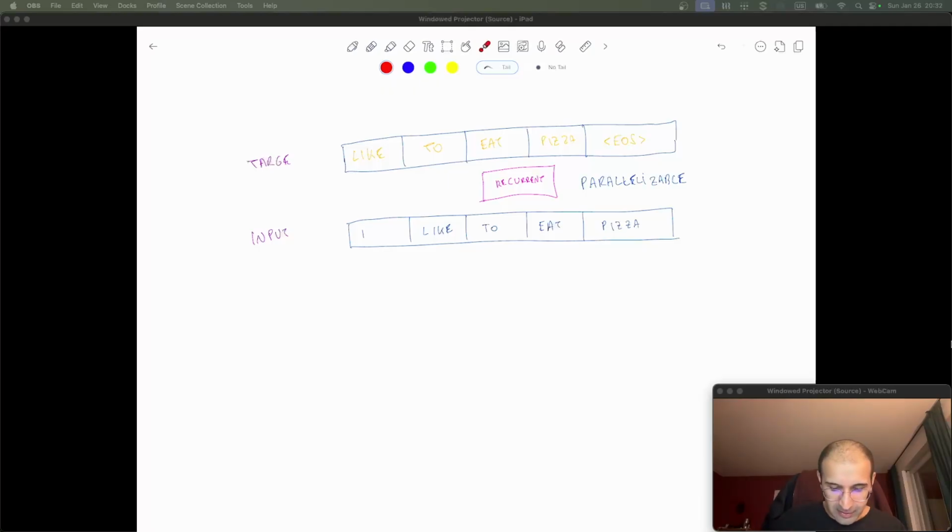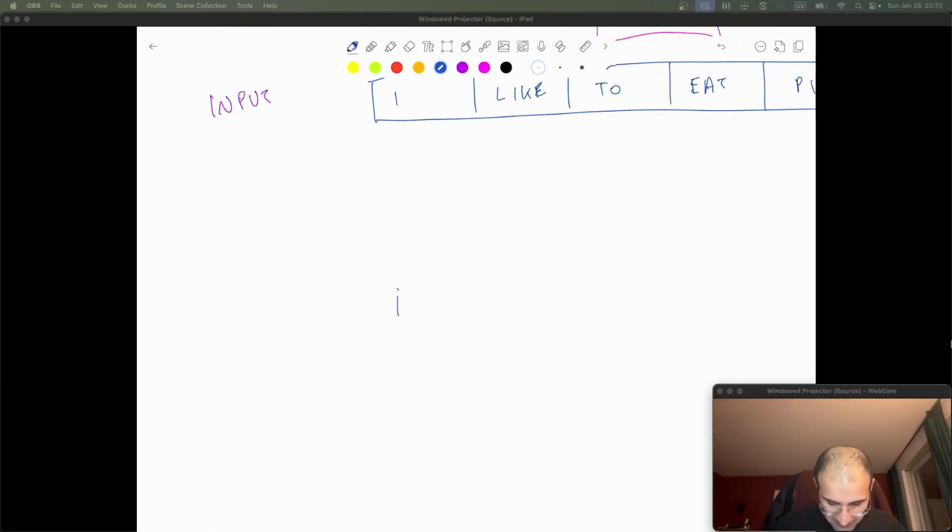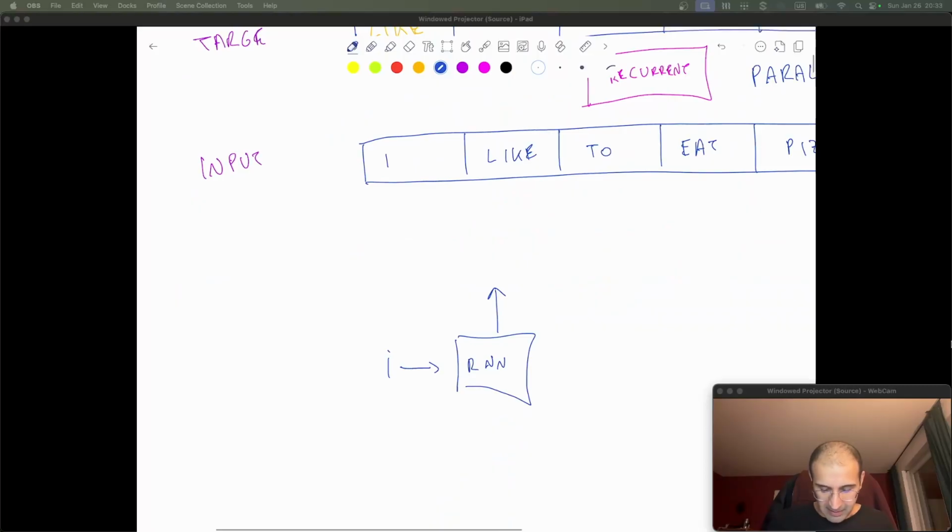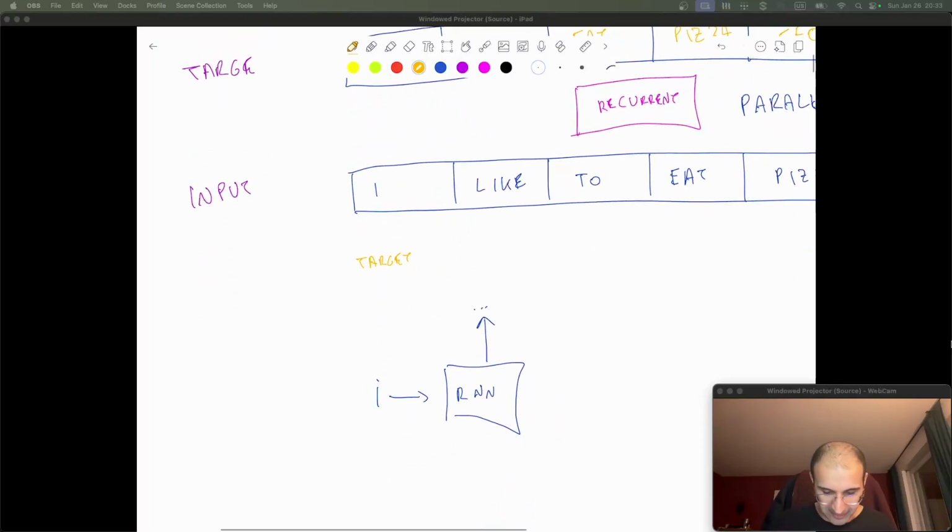We take the first token, the word I, and we feed it to the recurrent neural network, the RNN. The recurrent neural network will produce an output, which is something we don't know, but we force it to learn the target. The target we want is: when it sees I, it should predict like. Based on what it actually produces and what the target is, we compute the loss and we back propagate.